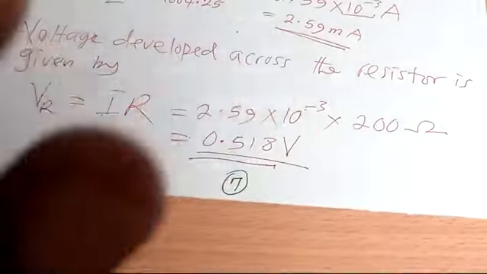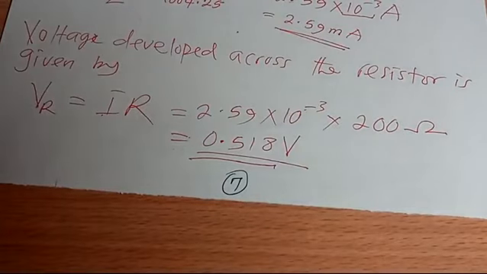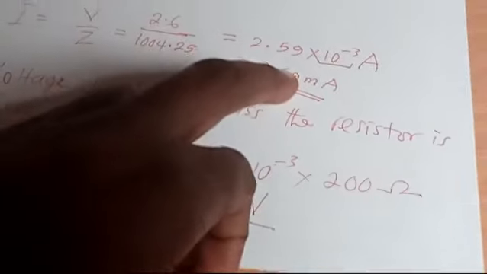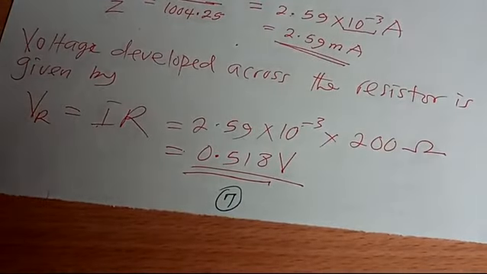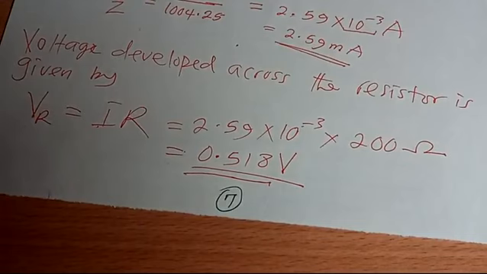So with this, you have successfully solved this problem 3. The target variable I, you got it here. The other target variable V sub R, you also got it here. I hope this is clear to all of you.